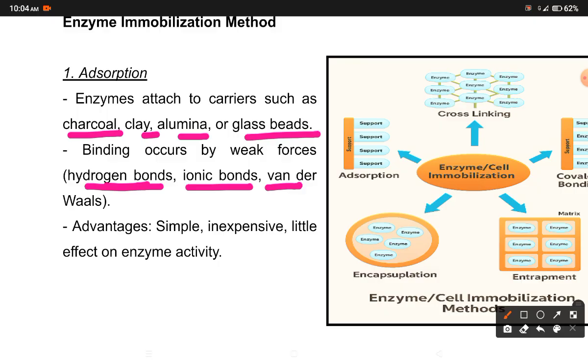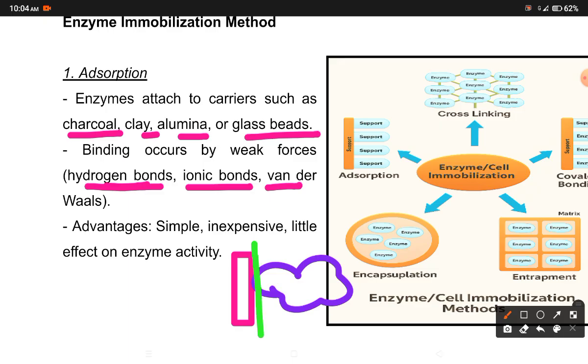This method is very simple and inexpensive, but due to the weak bonds, it's easy for the enzyme to leak. Our main motto is to fix the enzyme in a particular place. But in this method, due to the weak bonds, the enzyme may get detached easily. If I draw and show you how it is, this is the support we have, and these are the enzymes. So we can see that the enzymes are just attached on this surface. These are the adsorption points for them.